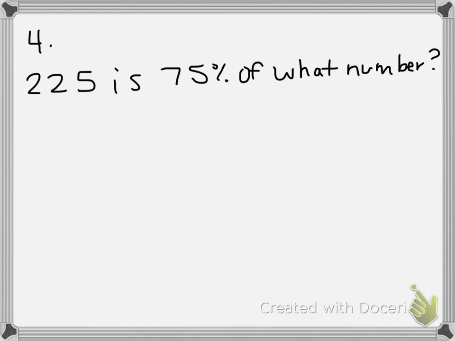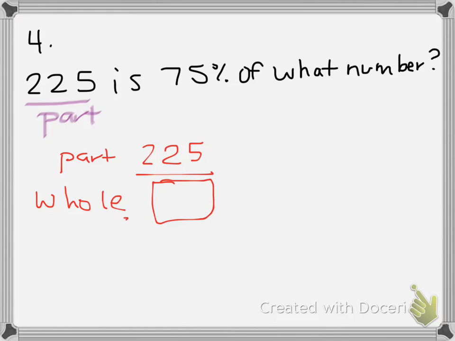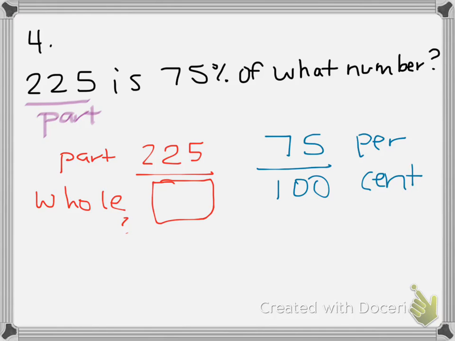In this example 4, it says 225 is 75% of what number? So the first thing that we're going to do is identify the part or the whole, and in this case they gave us the part. So we're going to do 225 over the whole, which we don't know. Then we're going to set that up next to the 75%. Now that 75 that I put on top of the 100 came from the 75% in the problem.